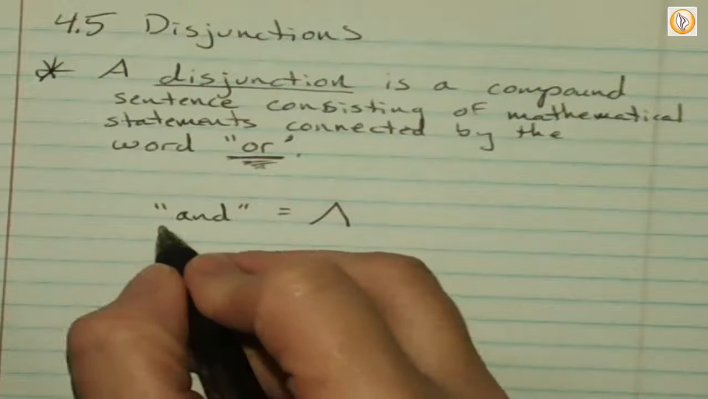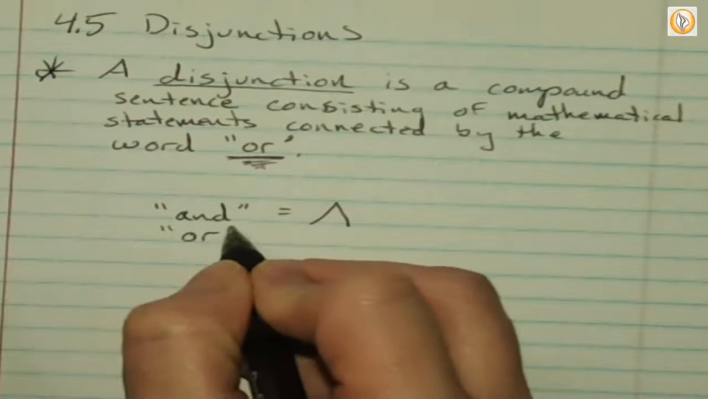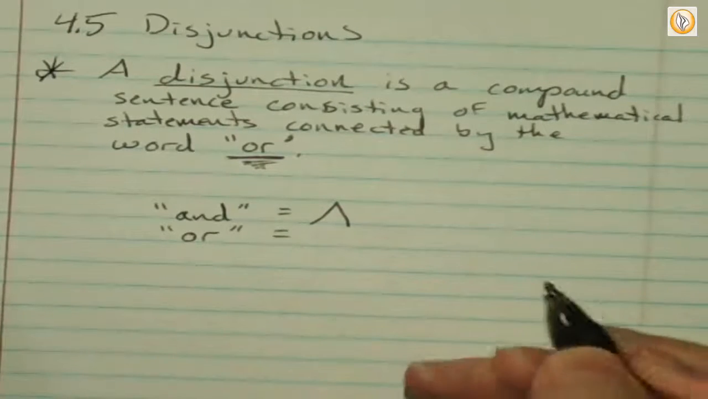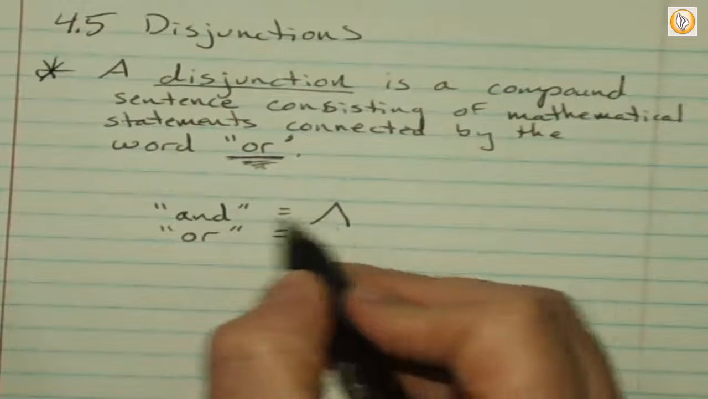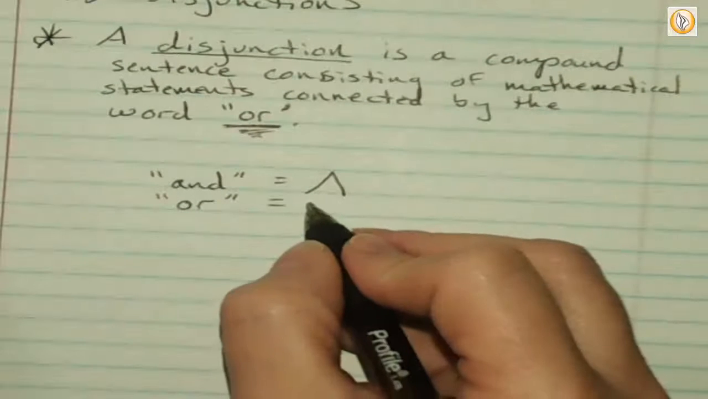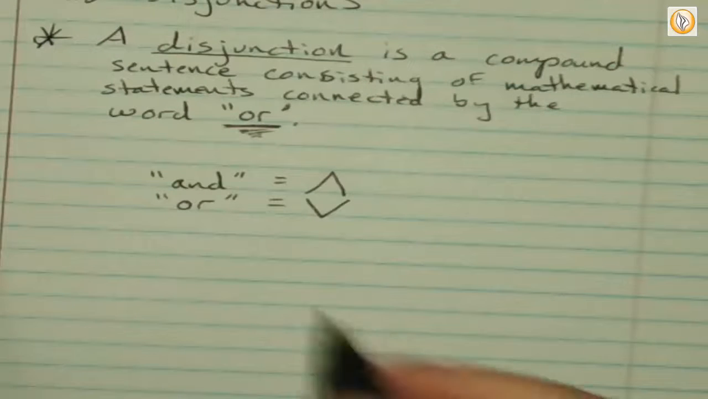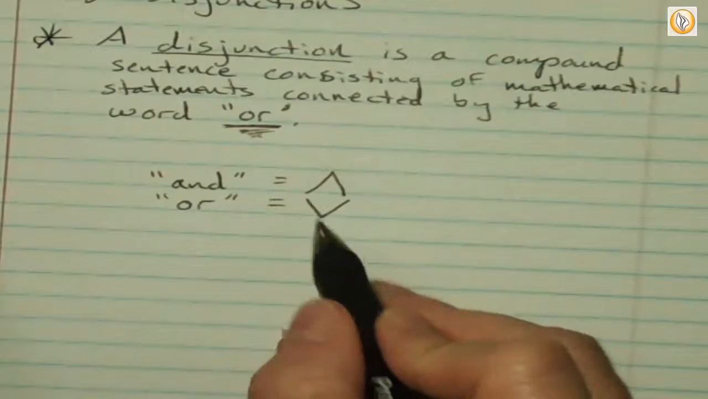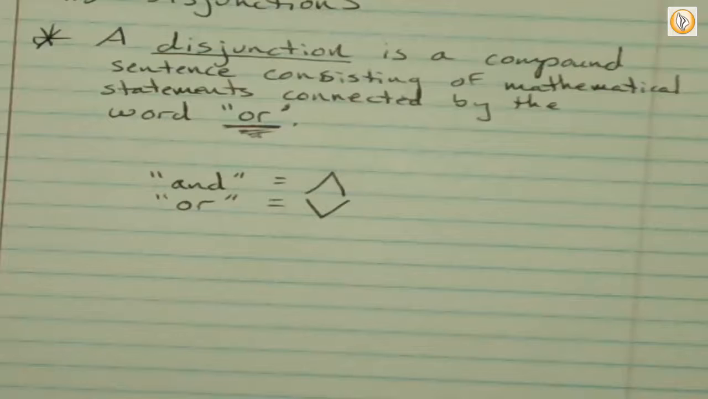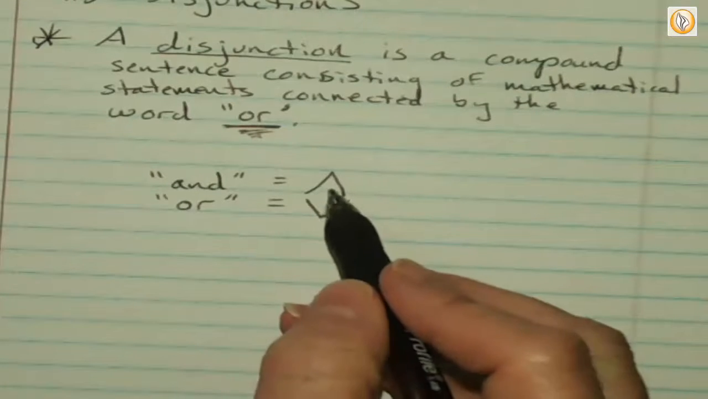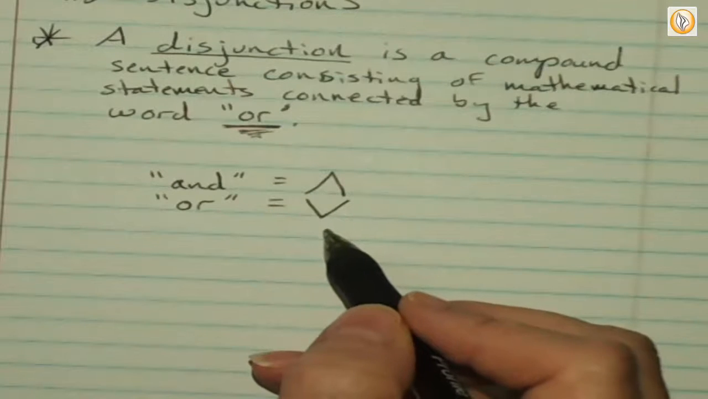Let's see, hold on. So then you're already ready for this. And conjunctions had the upside down V. Or is the V. That's just the symbols. I'm not going to count off if you accidentally give me the wrong one. I'm just saying I am not going to count off. But and is your upside down V, and or is the V.